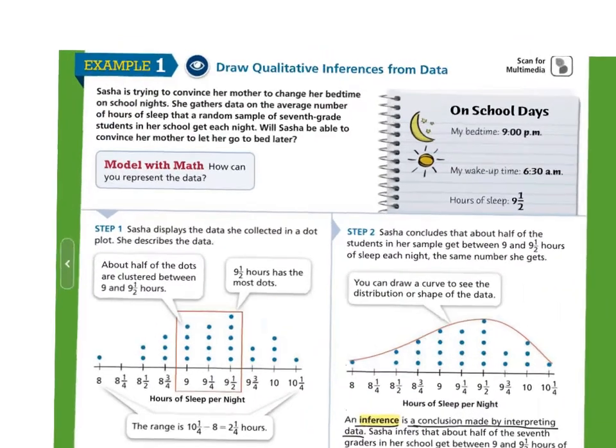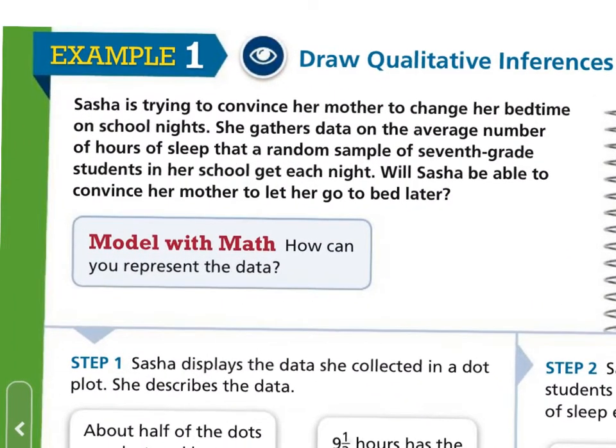Example 1: Sasha is trying to convince her mother to change her bedtime on school nights. She gathers data on the average number of hours of sleep that a random sample of 7th grade students in her school get each night. Will Sasha be able to convince her mother to let her go to bed later? And the answer, regardless of the information, is probably not.